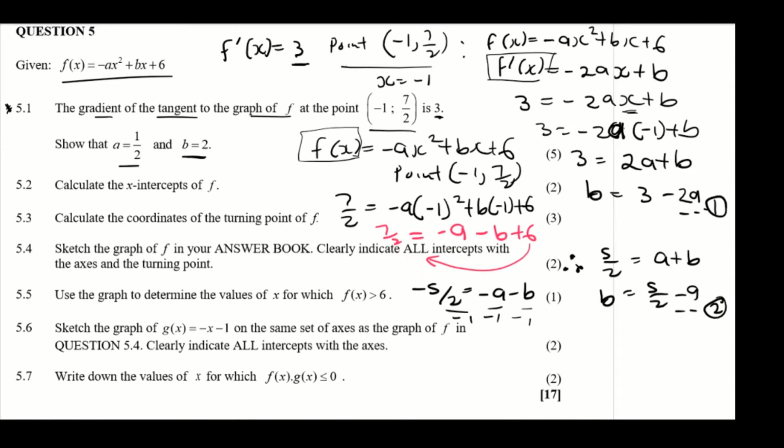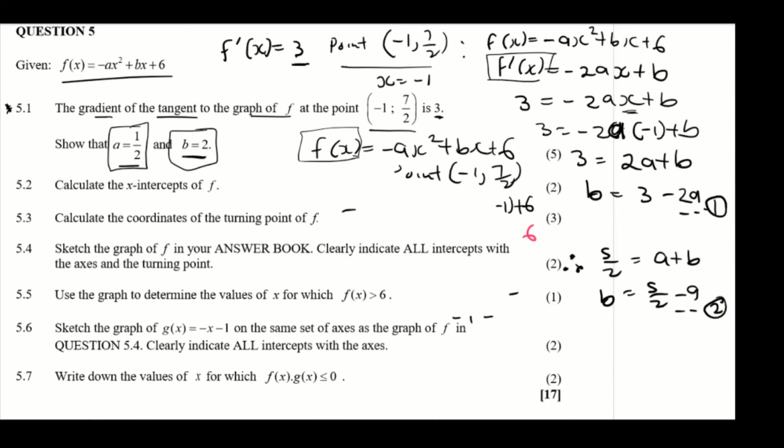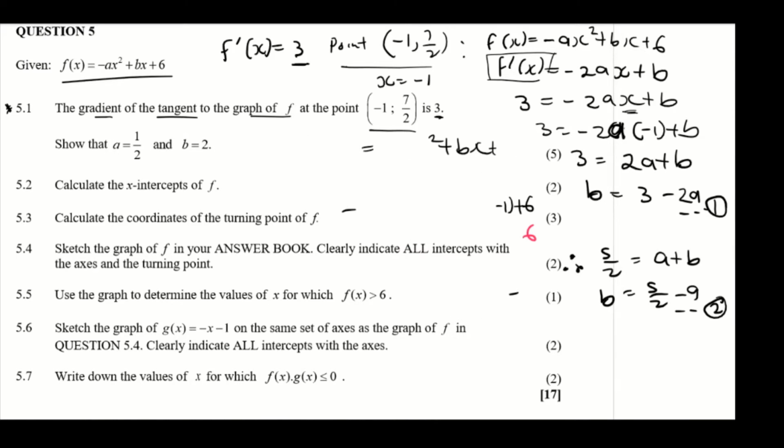So to find what is required, a and b, let's equate equation 1 with equation 2. Let me erase this. So now we have two equations we're going to solve. Equation 1 is equal to equation 2. So what is equation 1? b equals 3 minus 2a, which is equal to equation 2, 5/2 minus a.